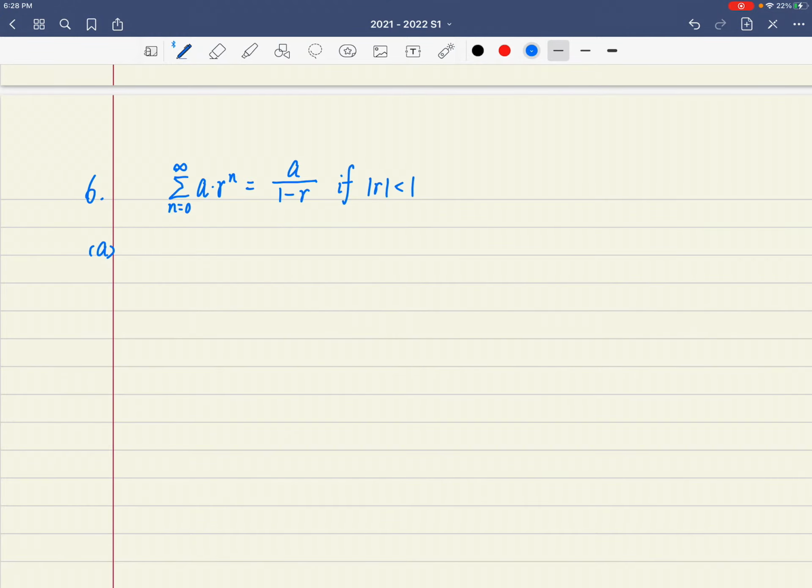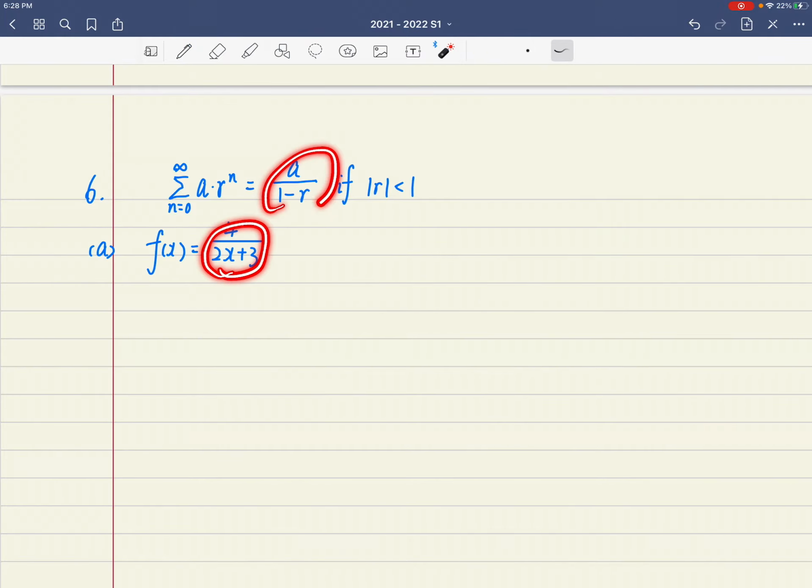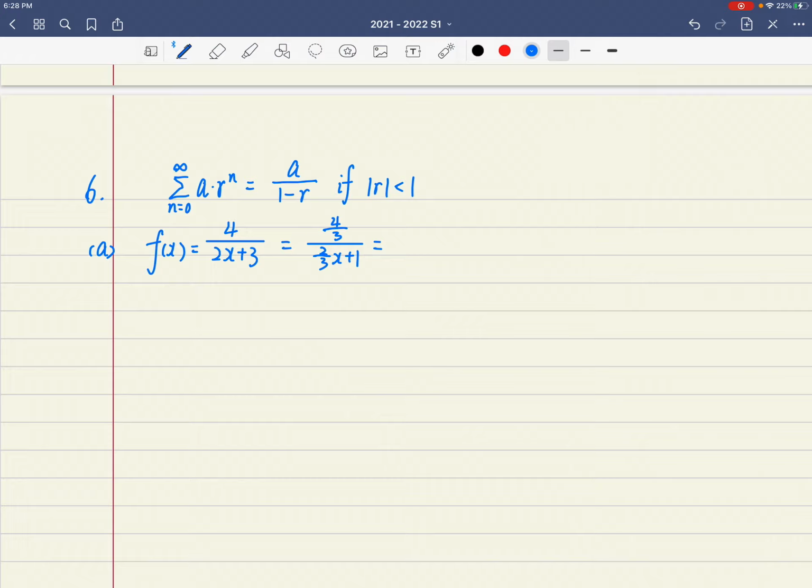Okay, so here, these functions, for example, f(x) = 4 over 2x plus 3. As you can see, this function is very, very similar to a over 1 minus r. So we just want the constant on the bottom to be 1. To achieve that, we just divide both the top and the bottom by 3. So we get this. Then we want it to be 1 minus r. So it is 4 over 3, over 1 minus negative 2 over 3 x.